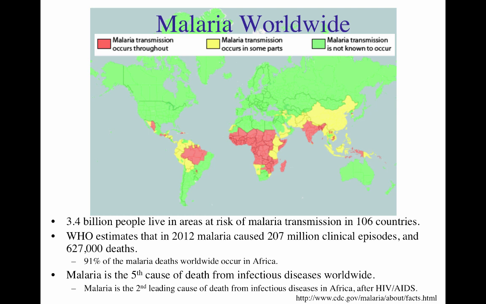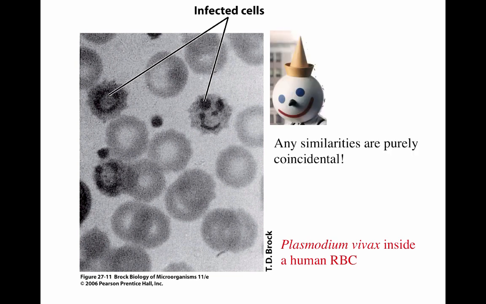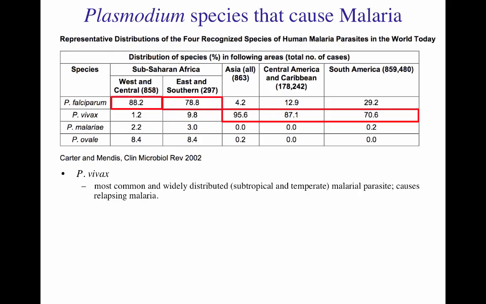Now, what I'm going to show you over here are red blood cells that are infected with Plasmodium vivax. These are human red blood cells. And now this is where I bring Jack. Any similarities are purely coincidental. We're going to be looking now at some of the biology of these Plasmodiums and see how they differ according to their behavior as well as geographical location.